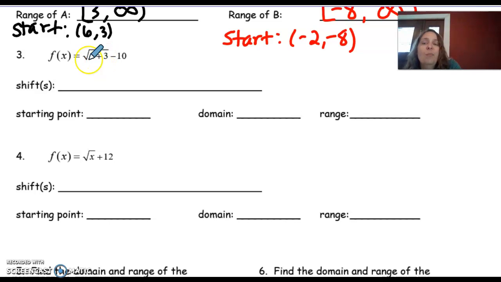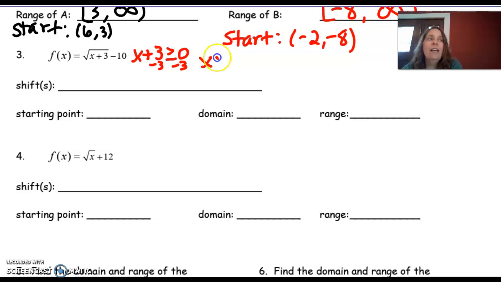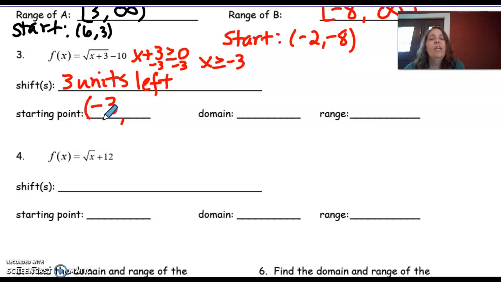For the shifts, the x plus 3 under the radical means that, again, if we were to take x plus 3 and set it greater than or equal to 0, we would subtract 3 from both sides, and that gives us x is greater than or equal to negative 3. So negative 3 is 3 units to the left of 0. And that also means that our starting point is going to have an x coordinate of negative 3. So our domain starts at negative 3 and goes up to positive infinity.